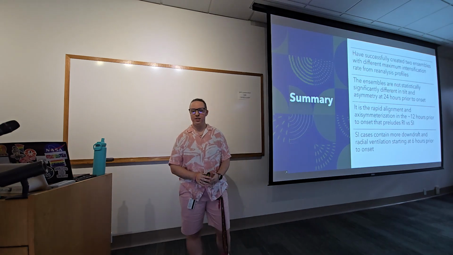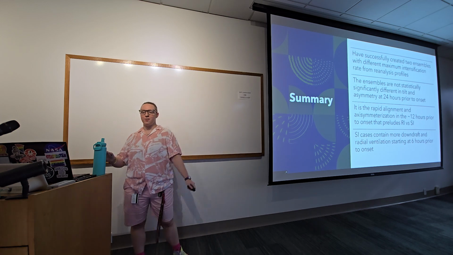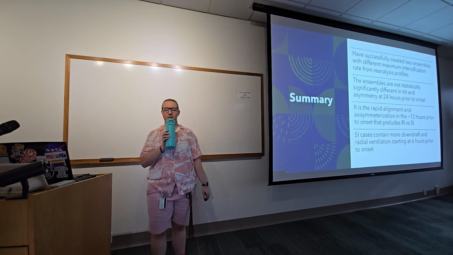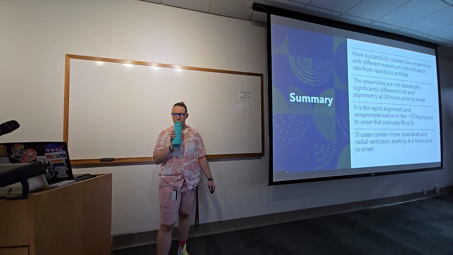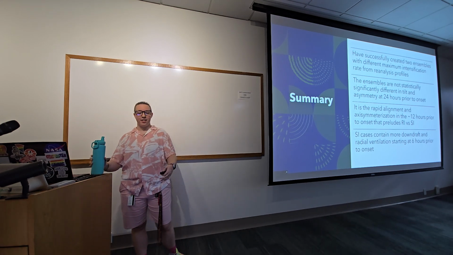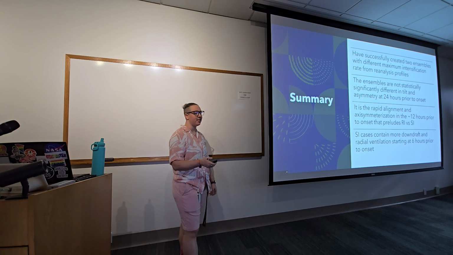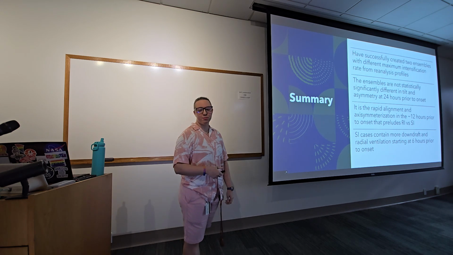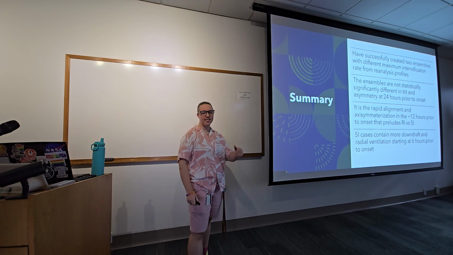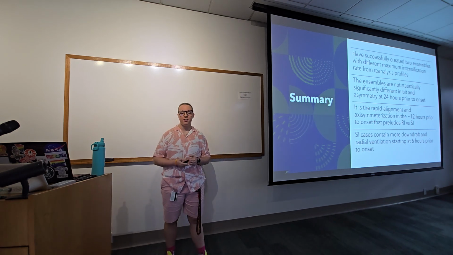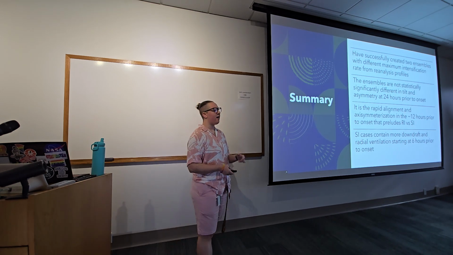Okay, so just to summarize, I've successfully created 2 ensembles with different maximum intensification rates from my reanalysis profiles. Unfortunately, though, the ensembles are not statistically significantly different until an asymmetry at 24 hours prior to onset, and it is the rapid alignment and axisymmetrization in the 12 hours prior to onset that precludes RI versus SI.